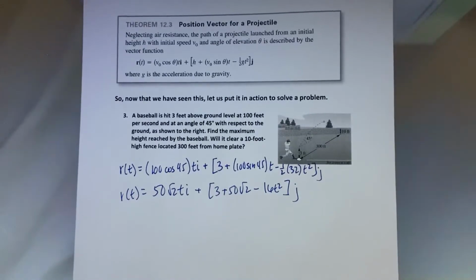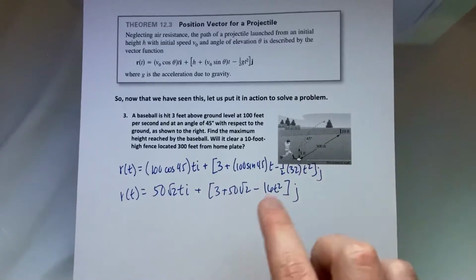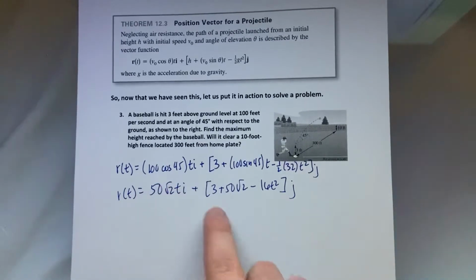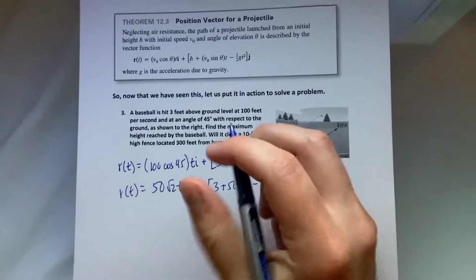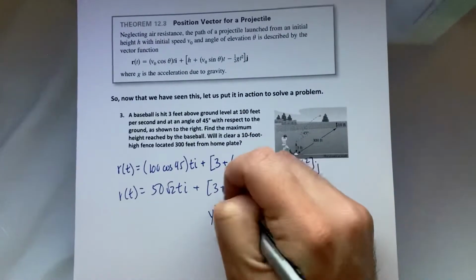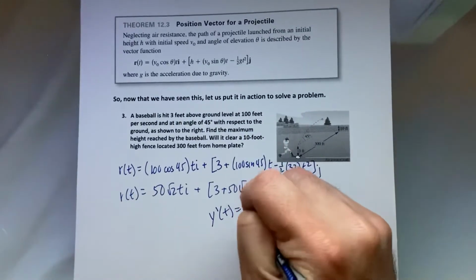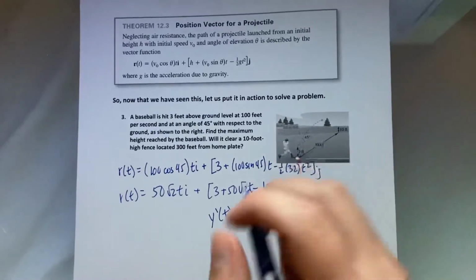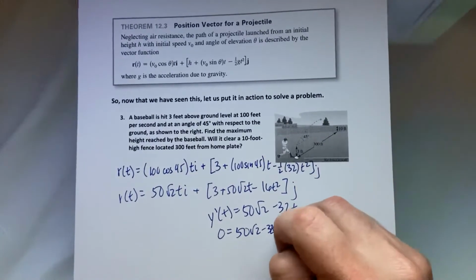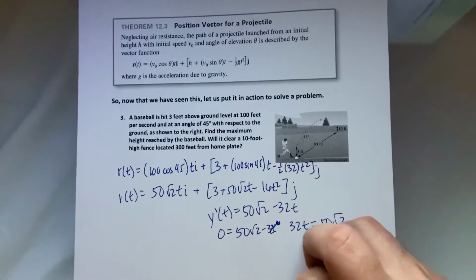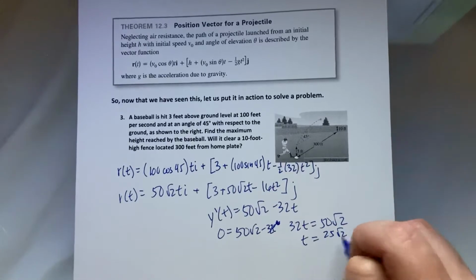Now, trying to find the maximum height, we need to find where the vertical value's derivative is 0, because the ball's going to go up or down, right? The horizontal part is a constant based on time, so we really need to find where the y portion's derivative is 0. So let's take the derivative of the y portion. It should be 50 square root of 2 minus 32t. Set it equal to 0, so that means 32t equals 50 root 2. So it means t equals 25 root 2 over 16.